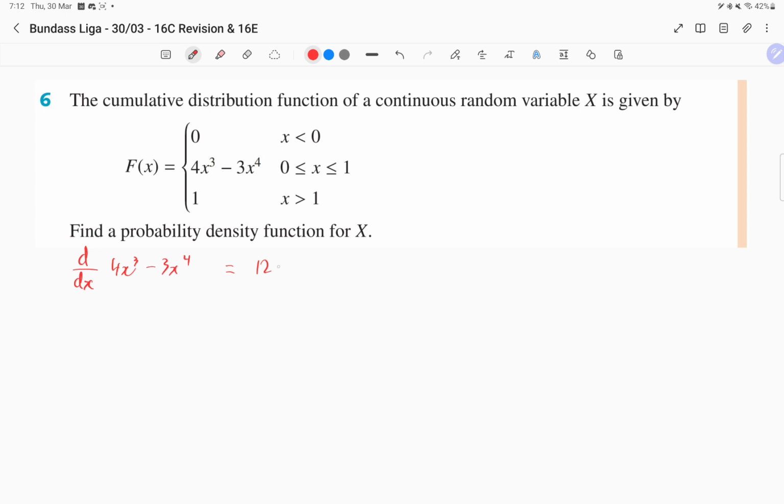Okay, here, I'll work this one out. It's like a one-liner thing. Normally for the PDF, you would write the main one first, so 12x squared minus 12x cubed, right? And then that's for 0 less than or equal to x less than or equal to 1, right? And then the trick is to write 0 otherwise.